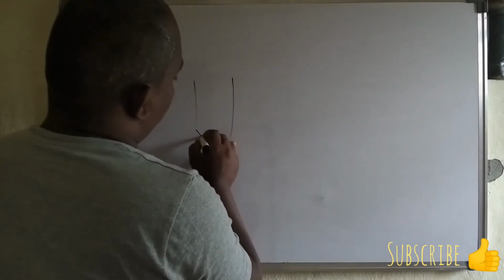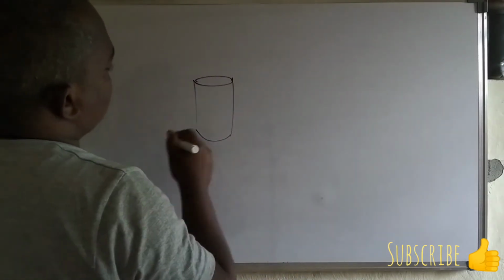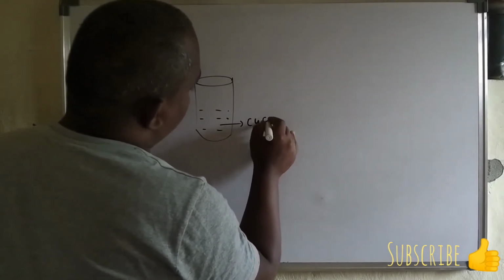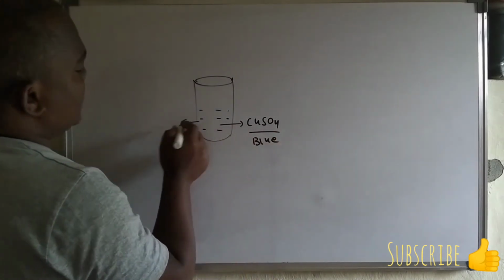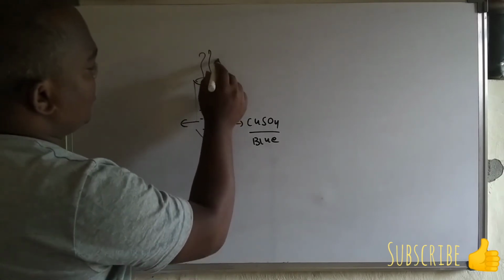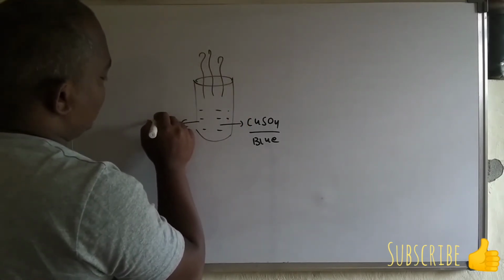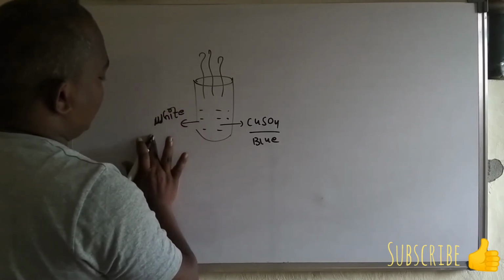So generally, I am going to be taking copper sulfate here, CuSO4, which is blue in color. When we heat this, the vapors which come out are water vapors, and it is converted into white color. It is converted into white color, right?